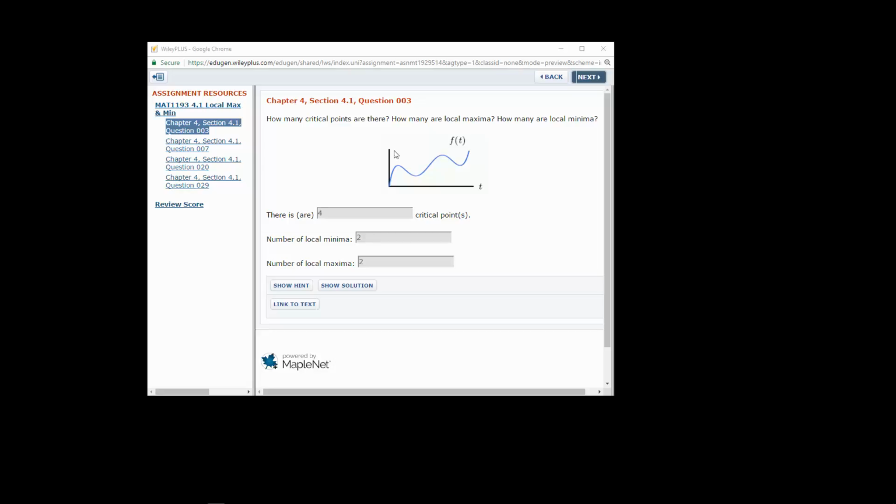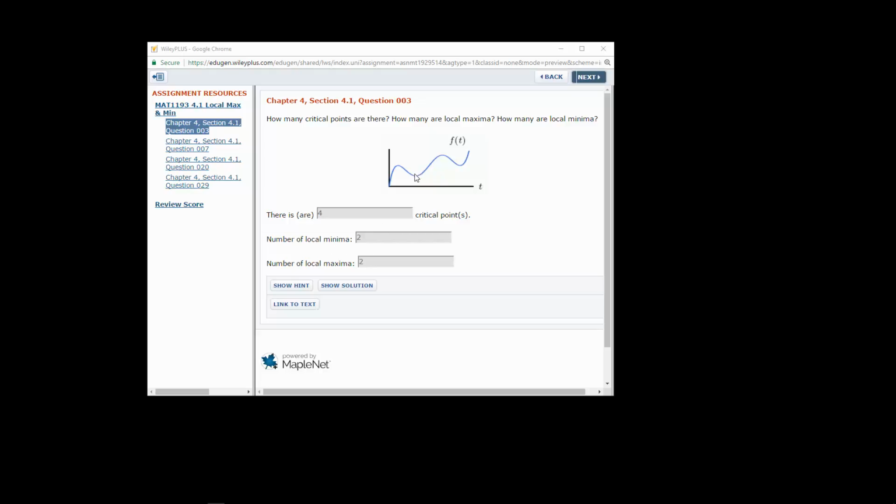All right, this is talking about critical points, chapter 4, section 1. So remember, a critical point is everywhere the derivative equals 0. So where I could draw a horizontal tangent line right there, 1, 2, 3, 4. So that's how we can see those are 4 critical points.